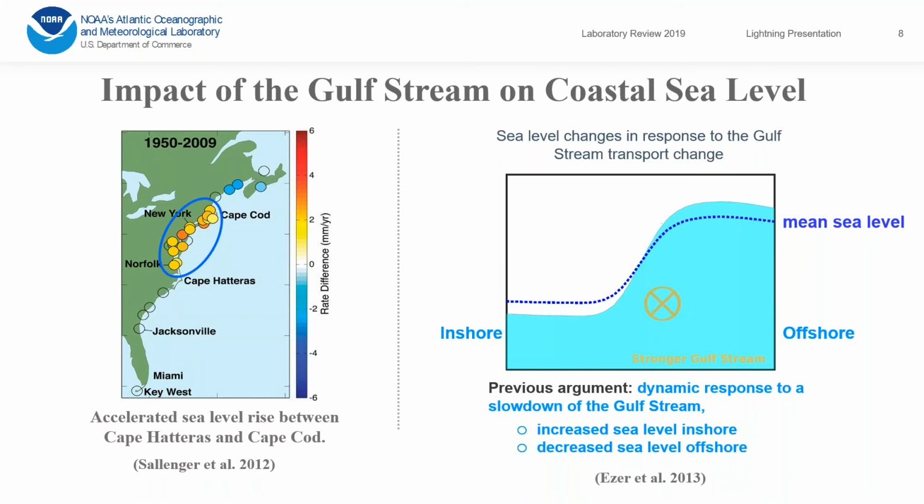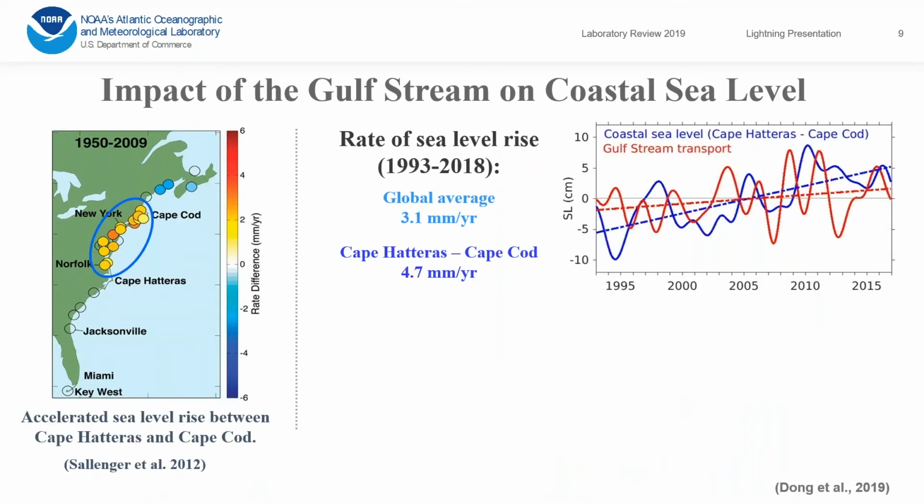When the Gulf Stream slows down as a dynamic response, sea level decreases on the offshore side of the Gulf Stream, but increases on the inshore side, which explains the acceleration. However, our data tell a different story. The coastal sea level in this region indeed increases at a higher rate than the global average. However, we do not see a slowdown in the Gulf Stream. On the contrary, our data shows a slight increase in Gulf Stream transport.